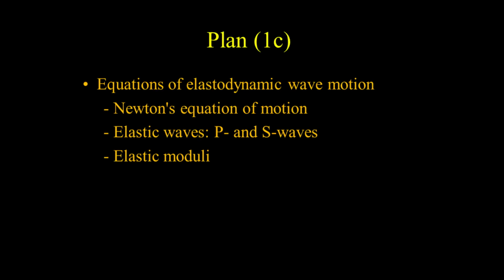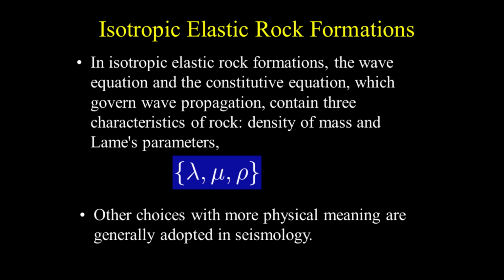We now review the various ways of characterizing isotropic, linearly elastic rock formations. In isotropic elastic rock formations, the wave equation and the constitutive equation, which govern wave propagation, contain three characteristics of rock: density of mass and Lamé's parameters. That is, lambda, mu, and rho. Other choices with more physical meaning are generally adopted in seismology.